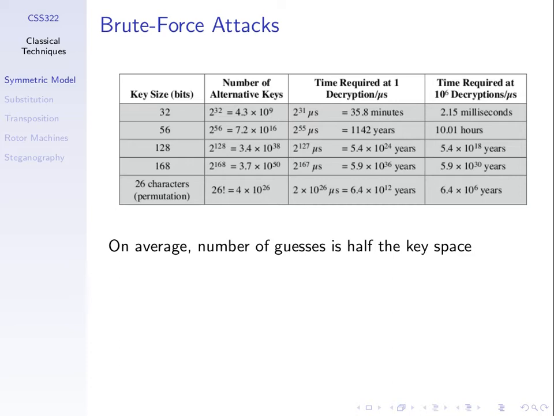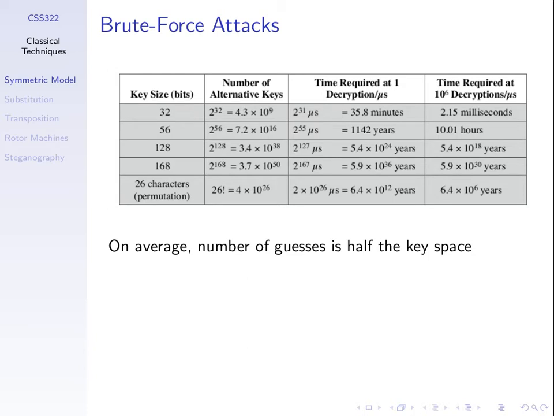So normally when we measure brute force attack, we consider what is the total number of possible keys, and we may talk about what is the maximum number of attempts. In this case, it would be 8. And what is the average number of attempts? In this case, it would be the key space divided by 2, which is 4 attempts. And what this table shows is the average number of attempts. If we have 2 to the power of 32 keys, on average, we take 2 to the power of 32 divided by 2 attempts, which is 2 to the power of 31.